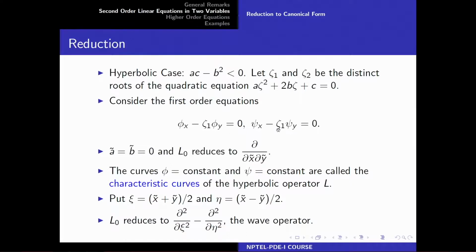and finally getting the equation reduced to a pure second order form. So, this is a typical wave operator: del square by del zeta square minus del square by del eta square.